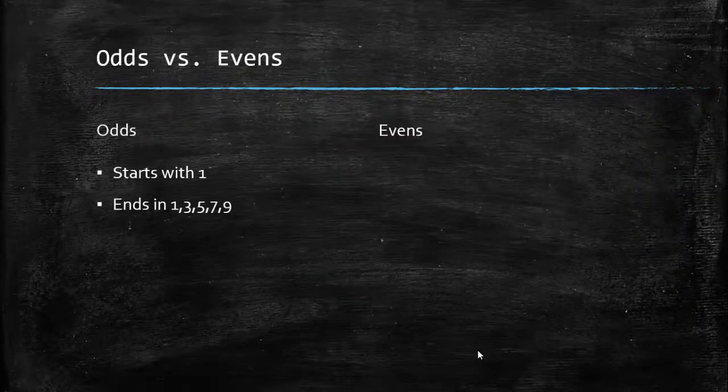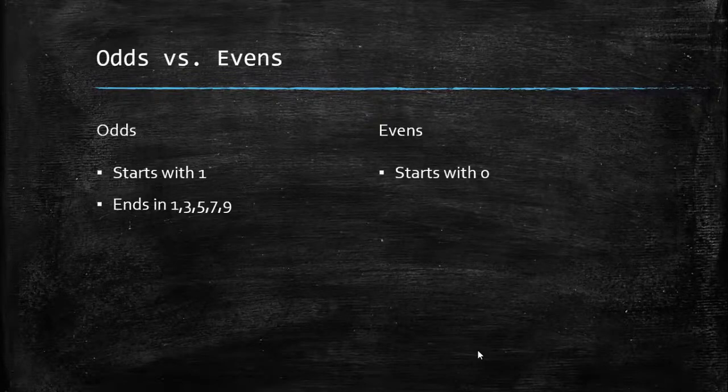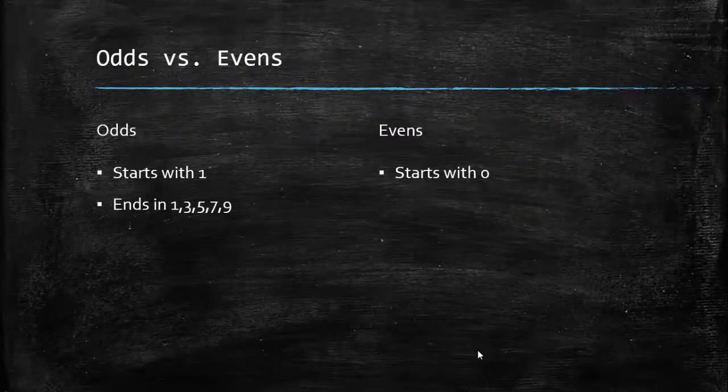Evens. Evens start with 0. No matter where you flip it or turn it, they will always start with 0. Now, you can, of course, start at 2, but the original start point of all evens is the number 0.